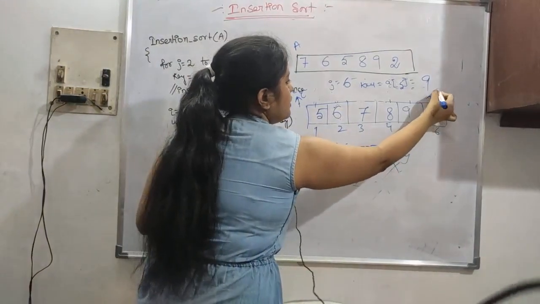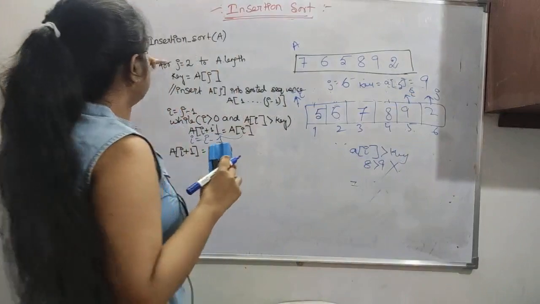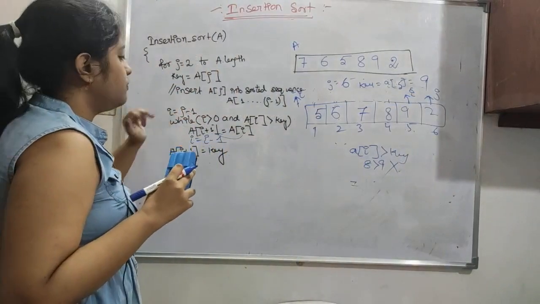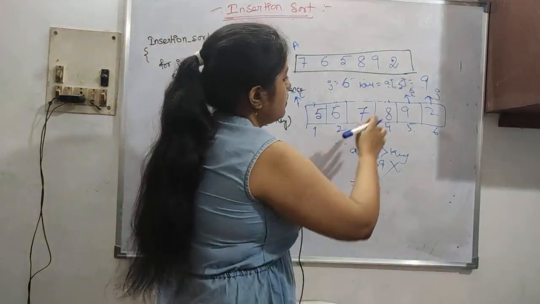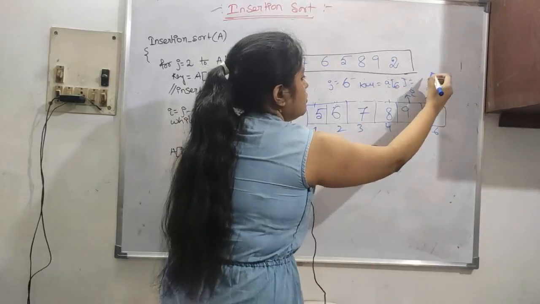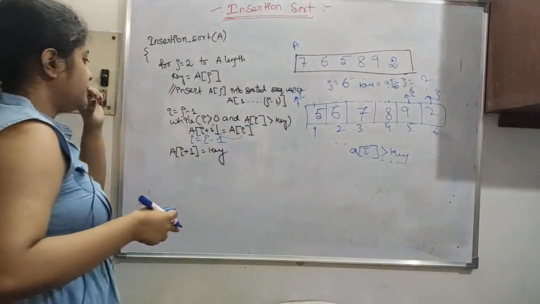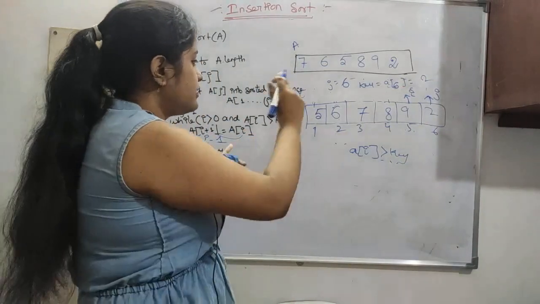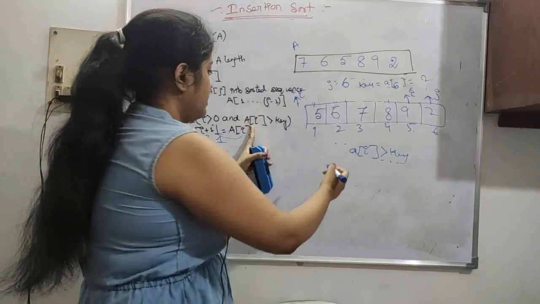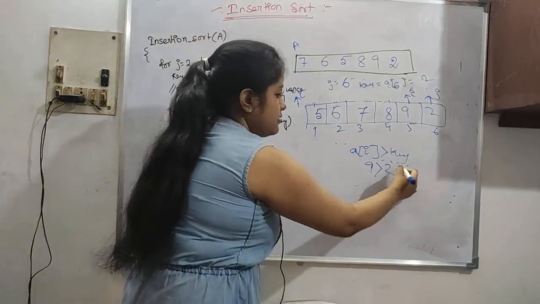J is pointing here. I will always point to j minus 1. So this is the first condition here. Okay, so I is always j minus 1. So key is A of 6, so it is 2. So now let's check the condition. While I is greater than 0, yes, I is greater than 0. A of I greater than key, A of I, 9 is greater than 2. Yes, it is greater than 2.